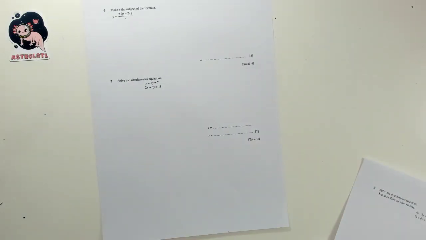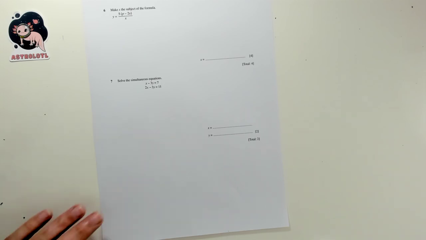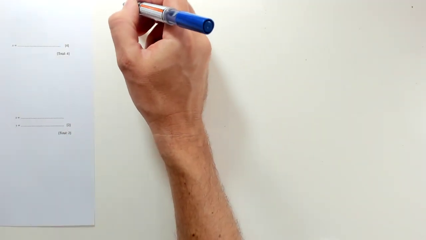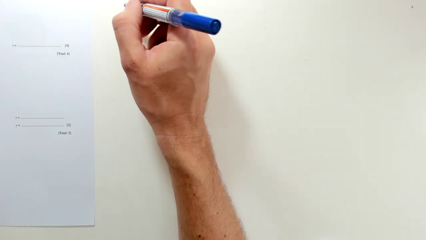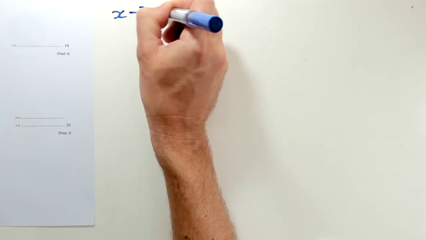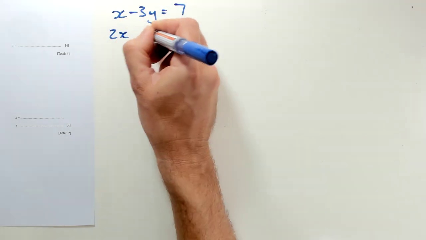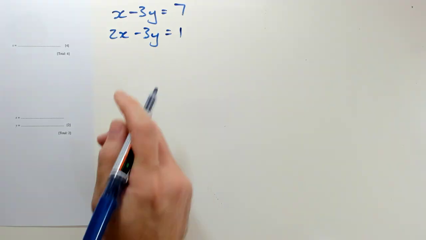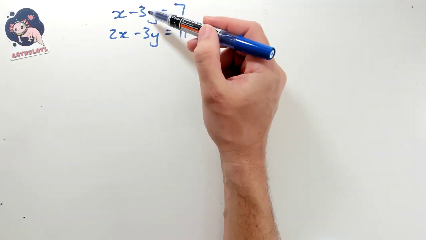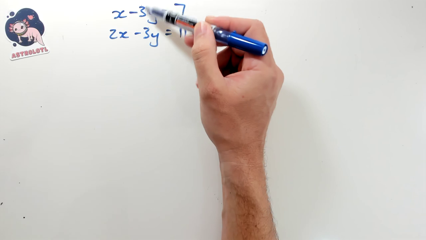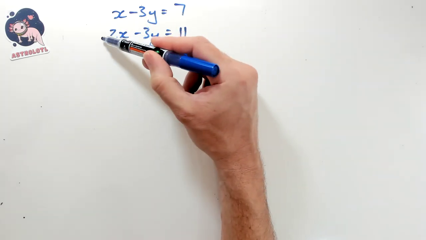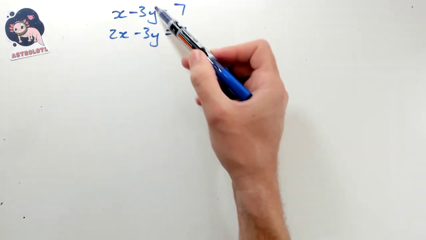Let's take a look at this one, number 7. I'm going to quickly rewrite this. This should be straightforward. This is 2 marks actually, so oh, you can't see it, it's off screen. But anyway, x minus 3y is 7, and then 2x minus 3y is 11. Okay, this is only 2 marks, and you can see why, because these two are 3y and 3y.